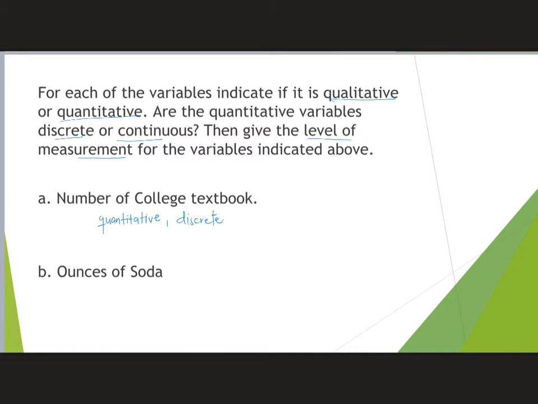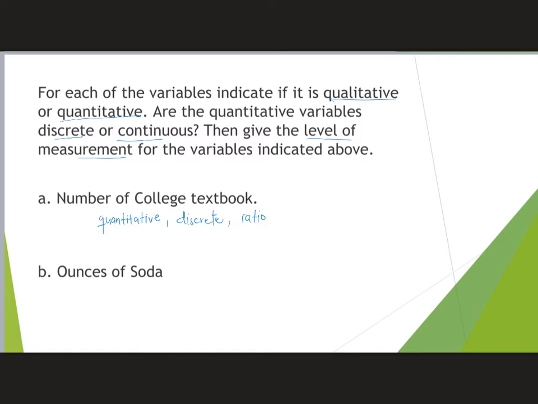Why is it discrete? It is discrete because the number of college textbooks represents a whole number. So that makes it discrete. A variable will be considered as continuous if that quantitative variable is a measured quantity. Alright, so now the level of measurement here is ratio. It is ratio because the zero magnitude is meaningful, which means that 0 implies nothing.